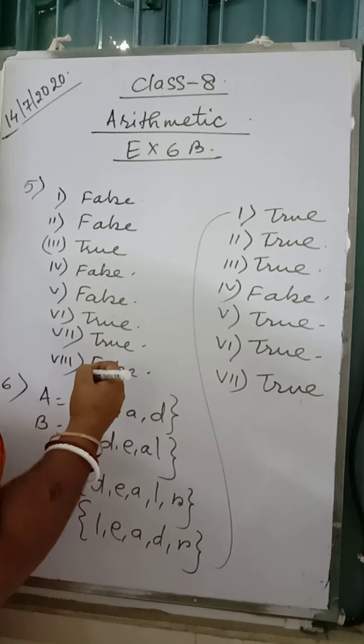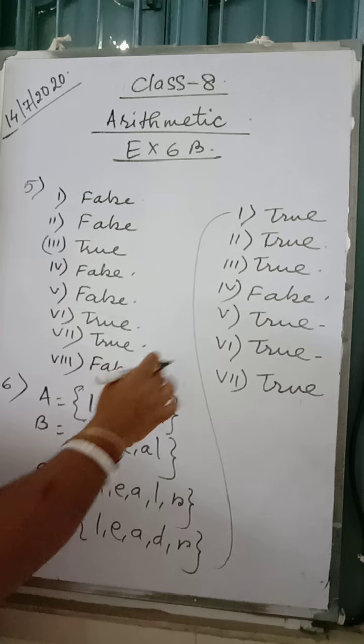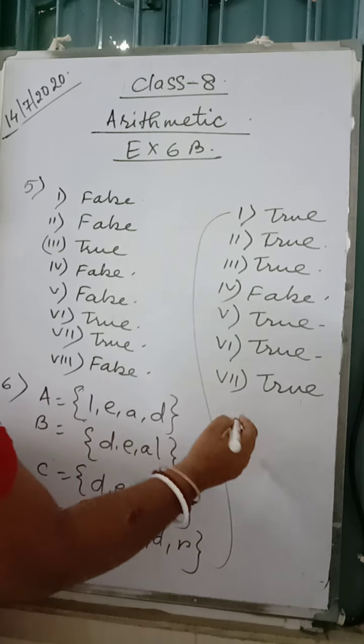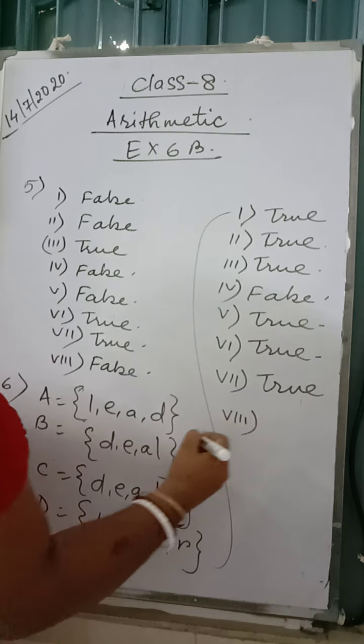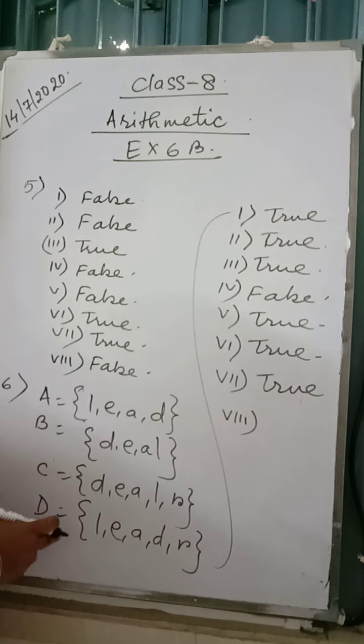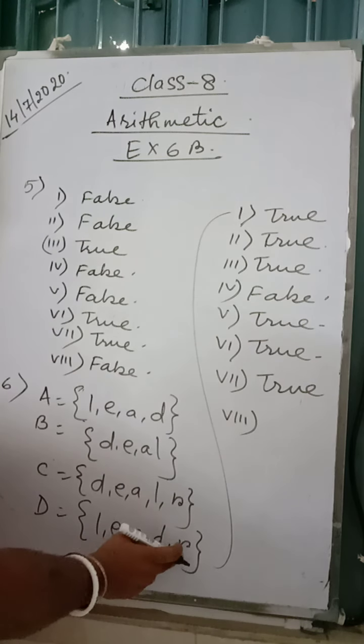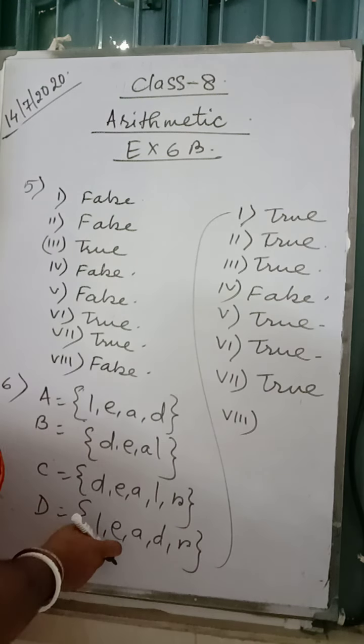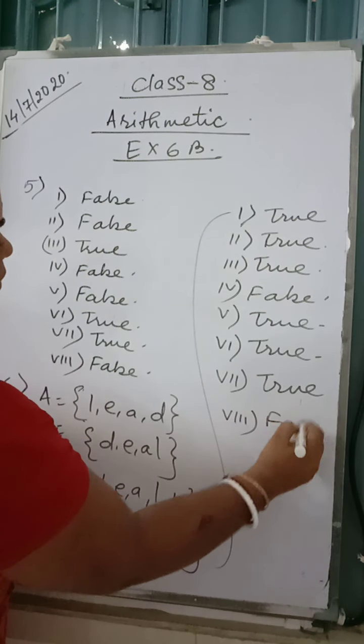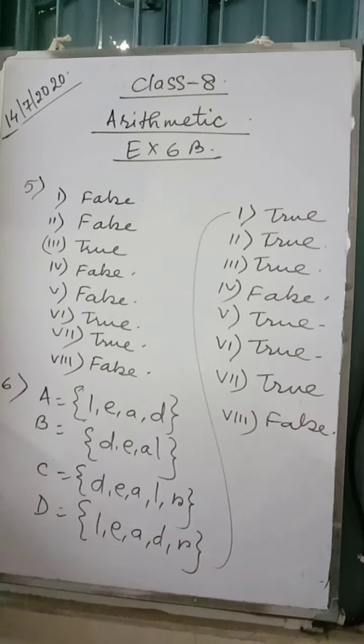Number 7, it is no. 6 is equal to 6, 7. Number 8, D is a subset of A. No, D has R extra. A is a subset of D, but D is not a subset of A. So this is false. This is question number 6 done.